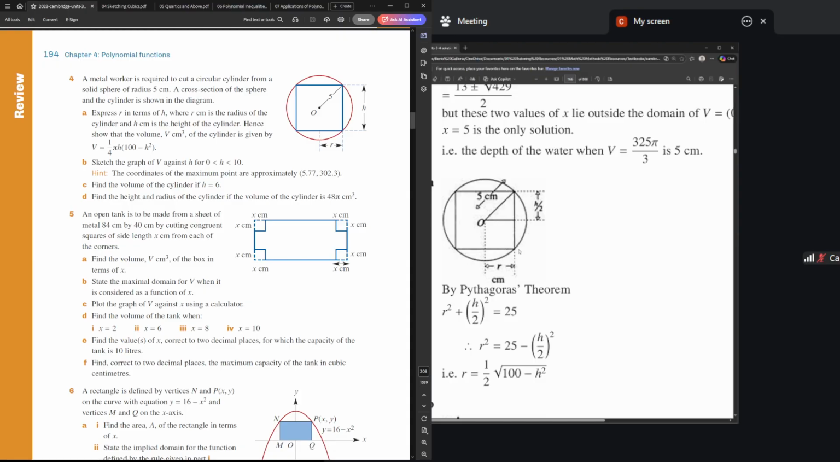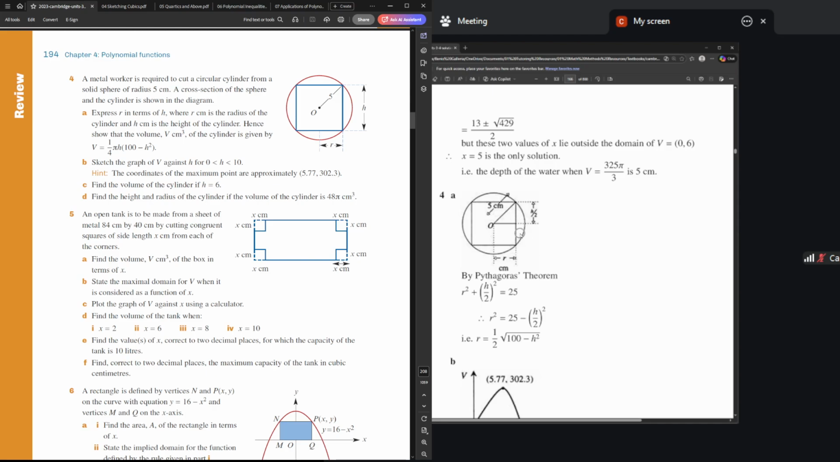Now why are they not the same? R is from there to there, H on 2 is from there to there. Why is that not just R is H on 2? Because H is this entire length, whereas R is that. Why are they not just that?